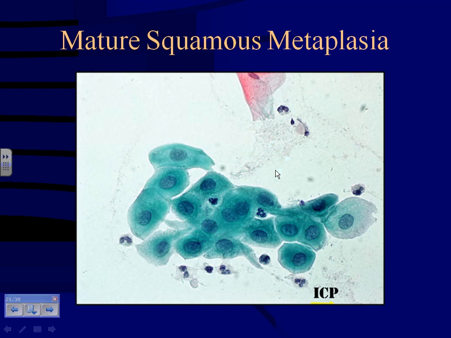And here's another one. Again, notice how these cells are polygonal shaped. They're in a loose group, and you can make out their cell borders pretty well. The nuclei, as you would expect, are centrally placed. The chromatin is regular, with indistinct nucleoli. And again, you notice the nuclear size is just slightly bigger than the neutrophil, which can also be used as the 35 square micron size reference.